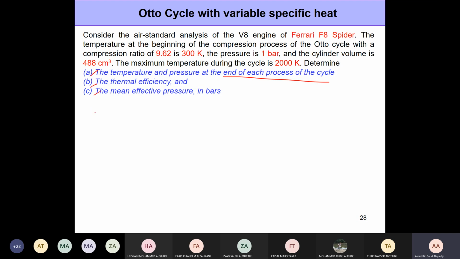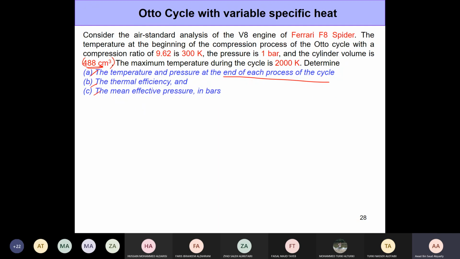Yes, Turki, go ahead. Yes, Doctor, just wanted to ask, the volume here, is it per cylinder or for all the cylinders? No, the volume here is for one cylinder. Okay. Yes.